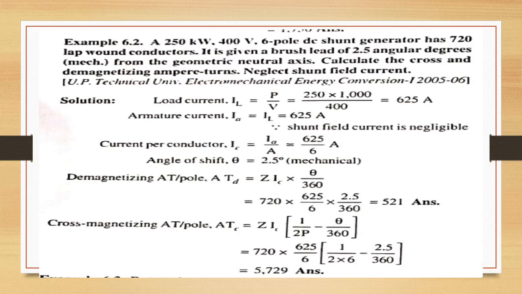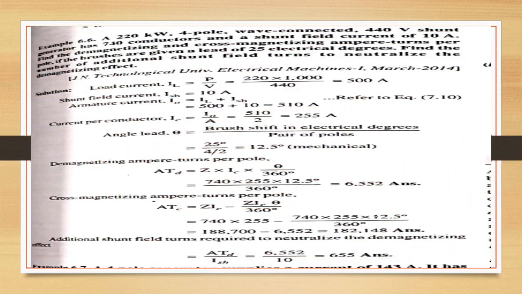So basically we are finding out demagnetizing ampere turns per pole ATD and cross magnetizing ampere turns per pole ATC. So you remember these equations, students. So directly substitution will be there. Okay, thank you.